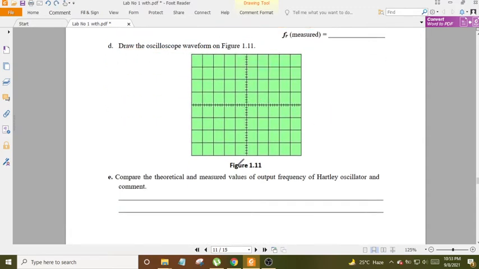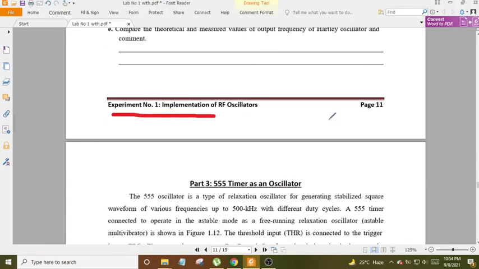Figure 1.11e. Compare the theoretical and measured values of output frequency of the Hartley oscillator and comment. Experiment No. 1. Implementation of RF oscillators. Page 11.